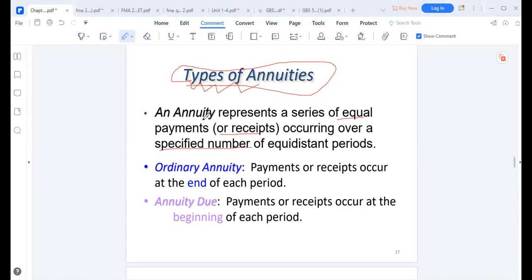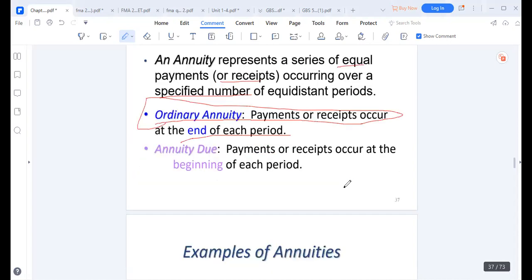And of course, there are two types of annuities. We have ordinary annuities, an annuity where payments or receipts are made or occur at the end of each period, or the month. And our annuity due is where payments or receipts occur at the beginning of each period.